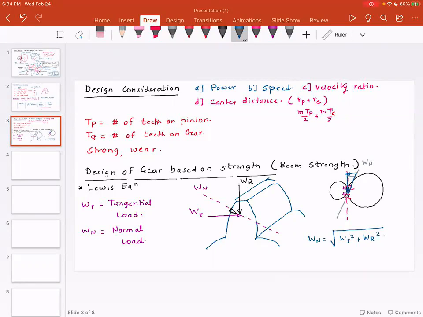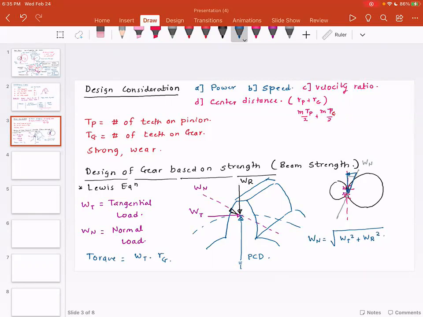But if you look at the force that is causing the torque to be transmitted, this is nothing but the pitch circle diameter. So this is PCD. Wt multiplied by the radius of the gear is going to give you the torque that is transmitted. So the torque is equal to Wt multiplied by the radius of the gear.